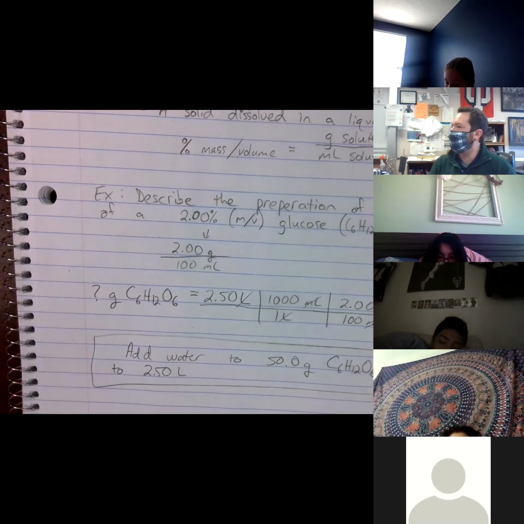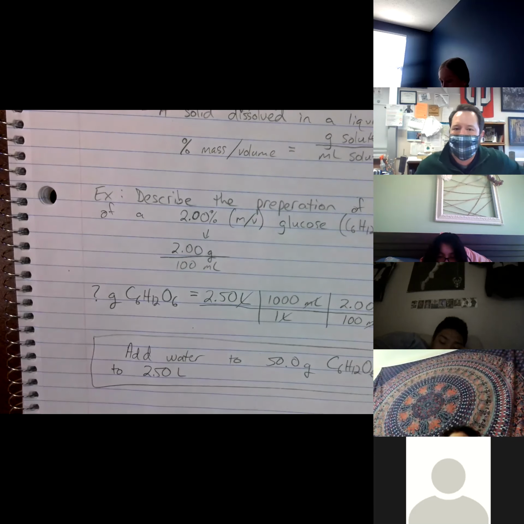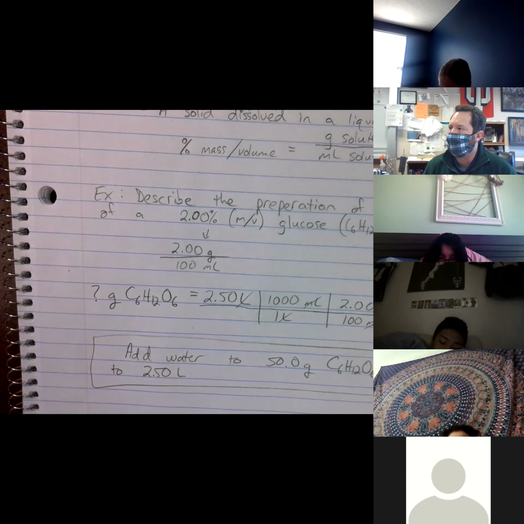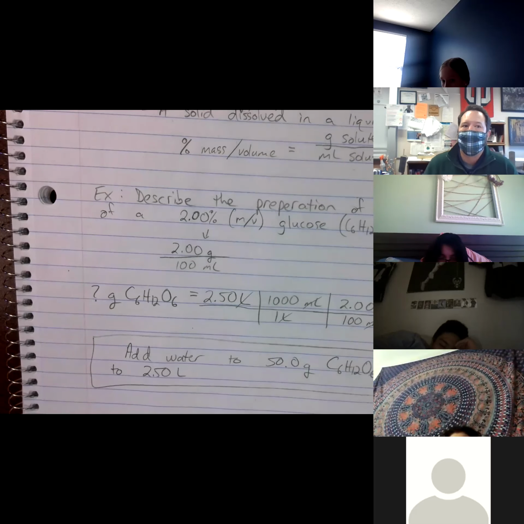Very important that we word it correctly. We want to add our water to our sugar. Before I even measure out 2.5 liters of water, I want to put my 50 grams of sugar into my beaker or my device, whatever it is I'm using to measure. I want to put my sugar in first and then add the water until I get a total of 2.5 liters.